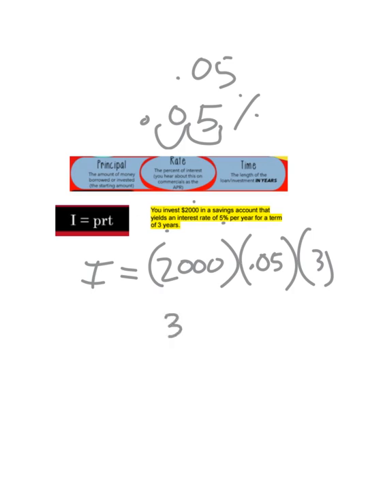So we have a profit in our interest of $300. In order to figure out our total, we'll have to add that to our initial investment, which is our principal, which is $2,300.